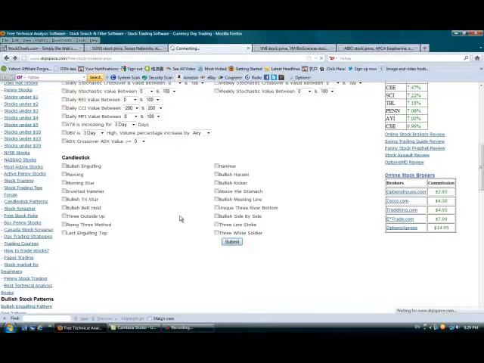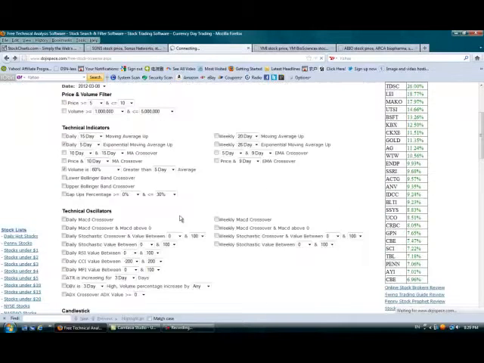This search criteria actually searches for short-term trading stocks. Again, this will take a little time. Usually when there are a lot of stocks matching the search criteria, it will take longer. If there are only a few stocks, then it's much faster.